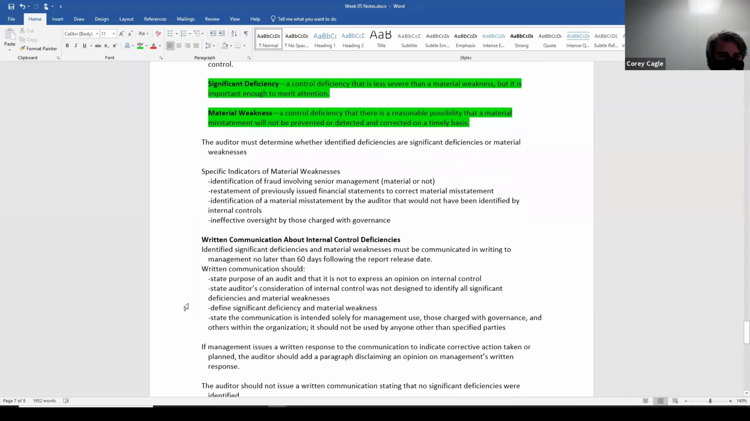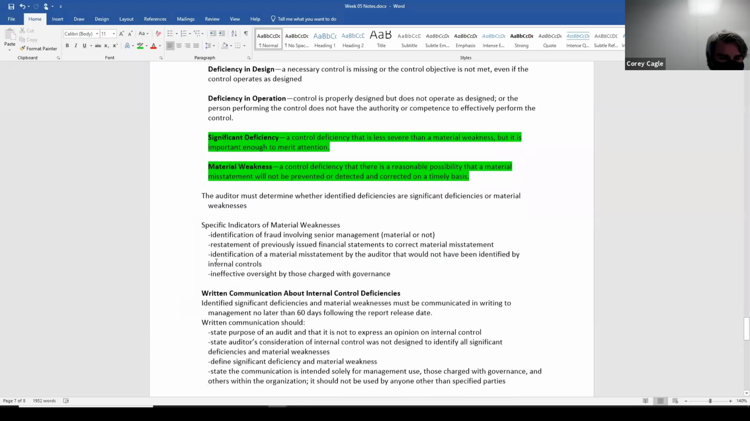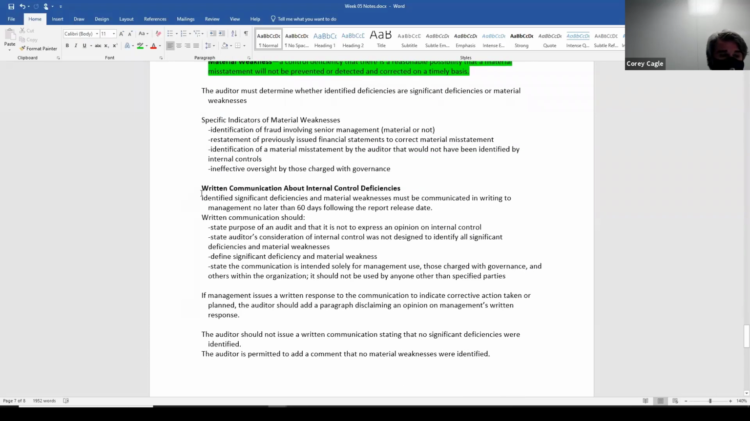So things that we identify, and this whole section is called required communications. So if we identify significant deficiencies and material weaknesses, we need to communicate those to management. That's something we're required to do.